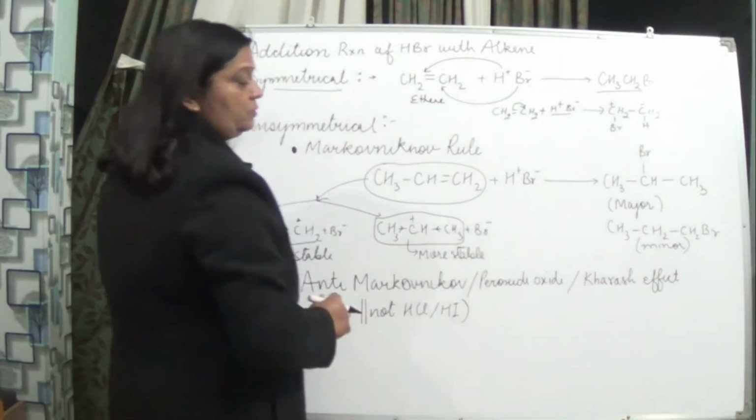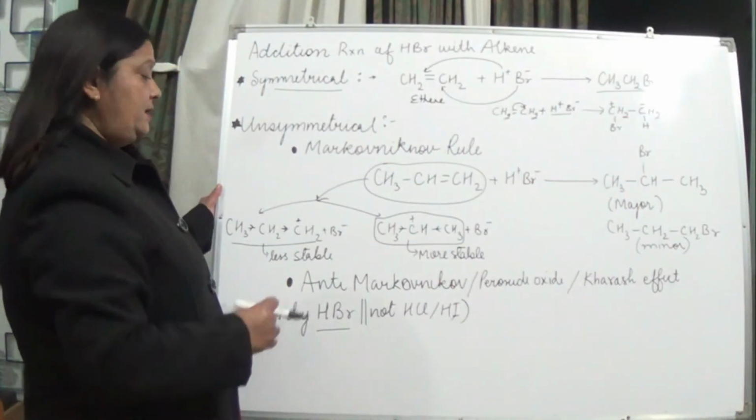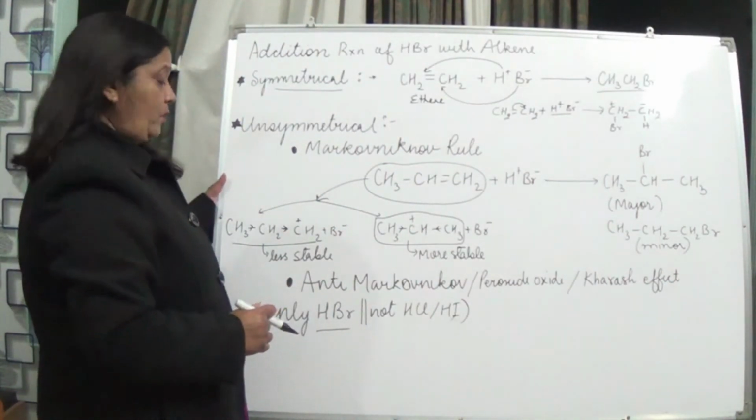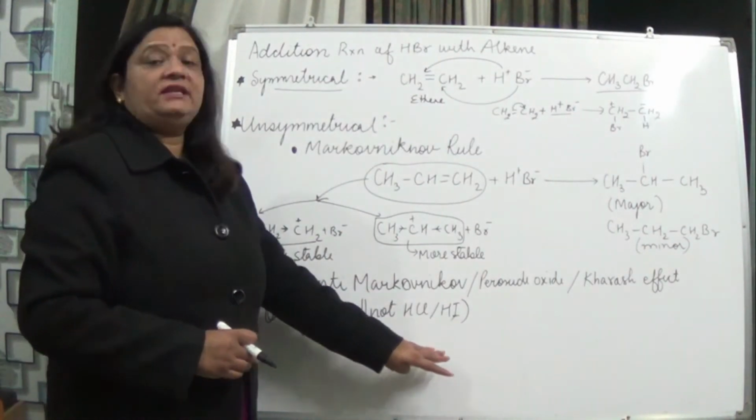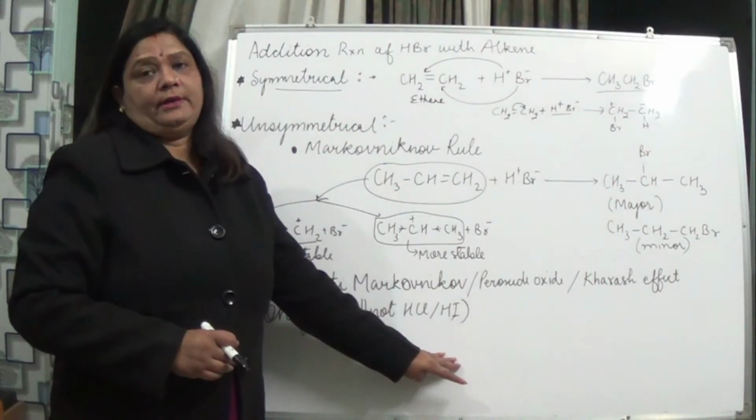We are saying it is also known as the Kharasch effect. Okay, and here we will be adding what? Peroxide. Here we can't react with HCl or hydrogen iodide.